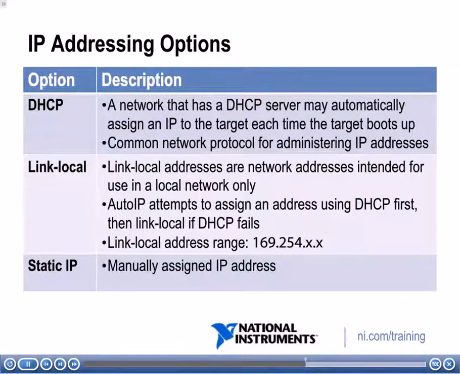The last option I want to talk about is a static IP. A static IP is just an IP that's not going to change, that you can manually assign to your device. So for example, if I connect up a real-time target and I want to assign it a static IP address, then I'm going to manually say I want the IP address to be something. For example, I can assign a real-time target a static IP address of 10.0.0.4. That way I'm manually assigning the IP address instead of allowing something else to assign it for me.